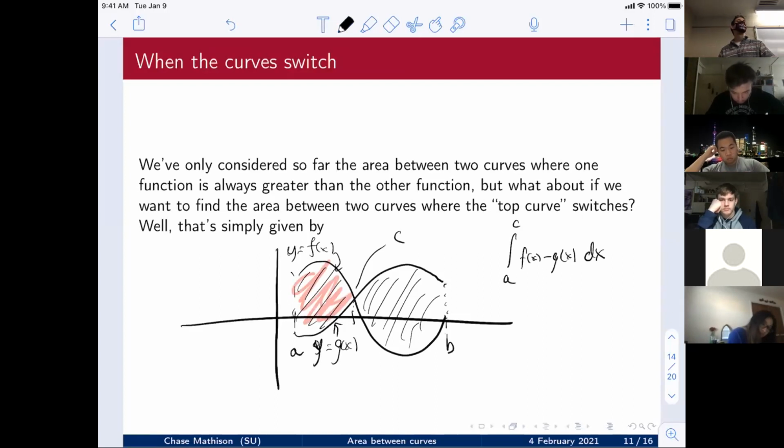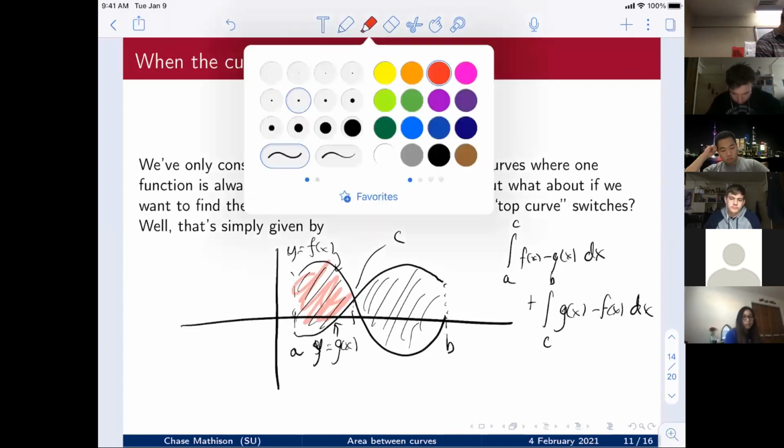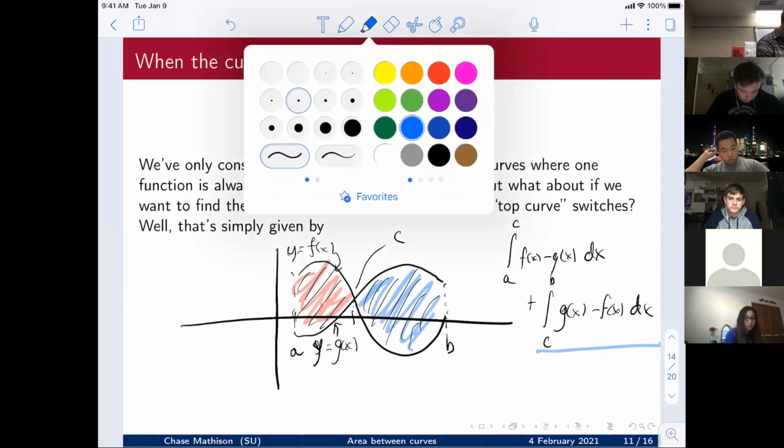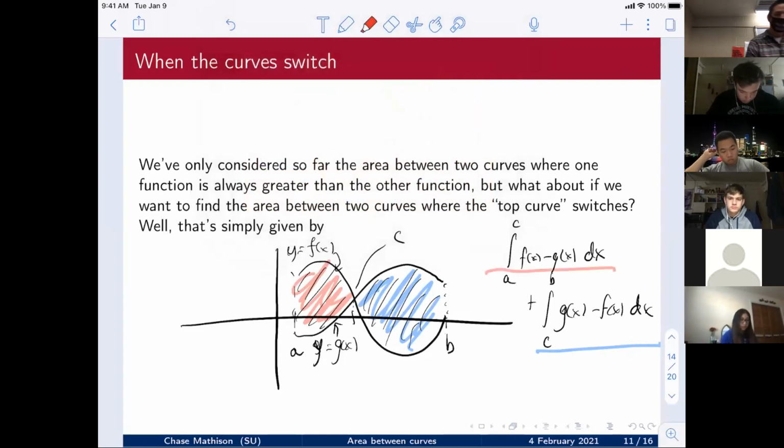From C to B. Perfect, exactly right. Plus the integral from C to B. Then they flip, right? The integral from C to B of g of x minus f of x. That's exactly right. Then that gives me the blue area here. Perfect. So I'll underline that with a blue and that with a red. Perfect, guys. That's exactly right.